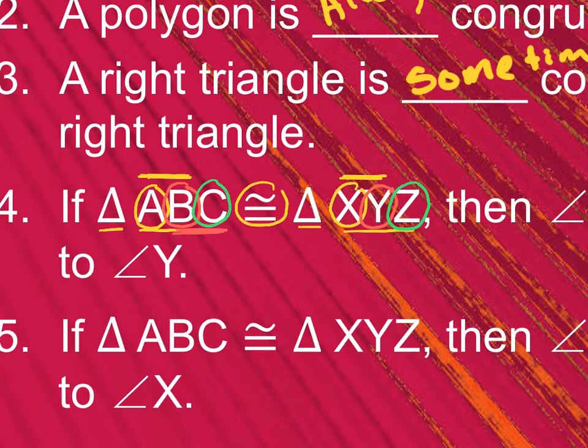Side BC over on the left will definitely be congruent to side YZ because they're in that same position when we write the statement. And then finally, the only other side there is AC. Line AC is congruent to line XZ.